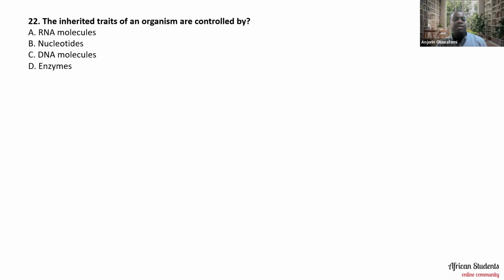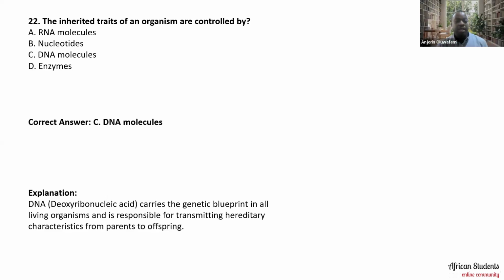The inherited traits of an organism are controlled by A, RNA molecules, B, nucleotides, C, DNA molecules, and D, enzyme. The answer to this one is C, DNA molecules. And DNA, which we call deoxyribonucleic acid, carries the genetic blueprints in all living organisms and is responsible for transmitting hereditary characteristics from parents to their offspring.